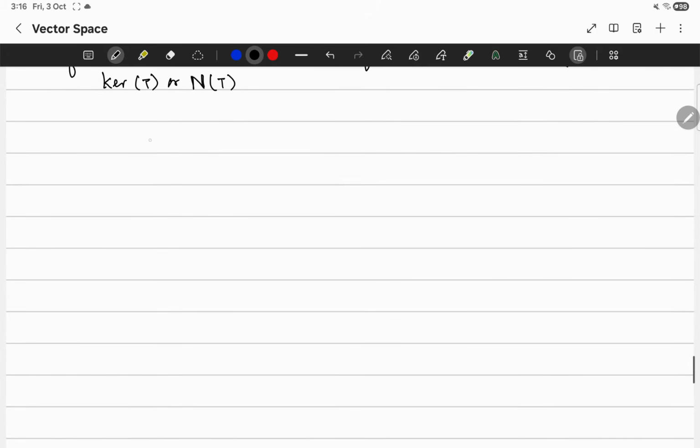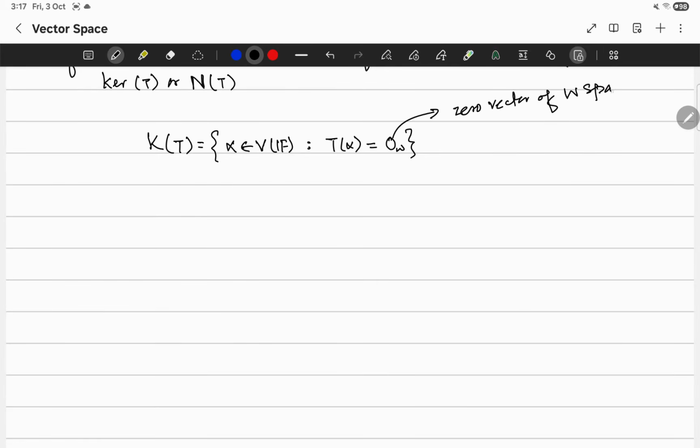So mathematically we can say that the K of T is the set of all those vectors from the vector space V over F such that T of v is equal to the zero vector in W. This zero of W is the zero vector of the W space.